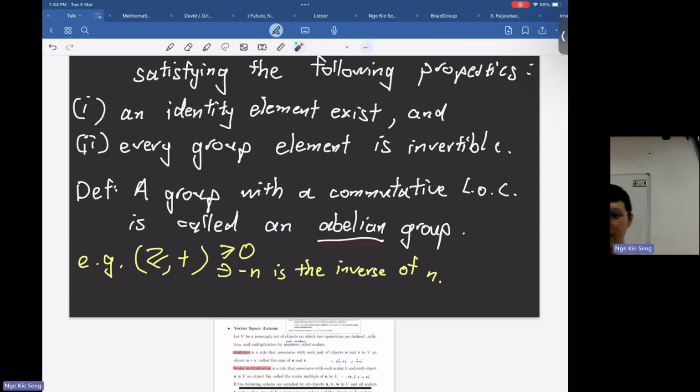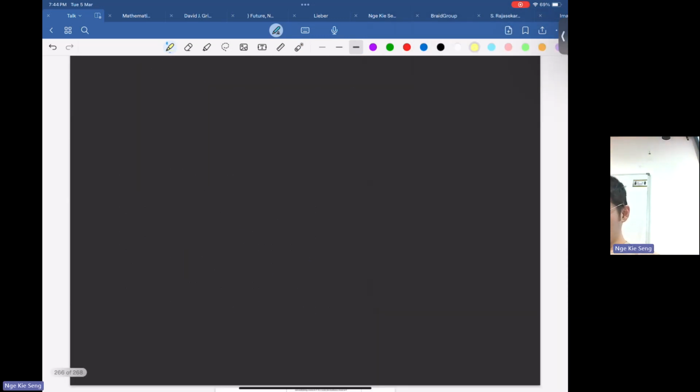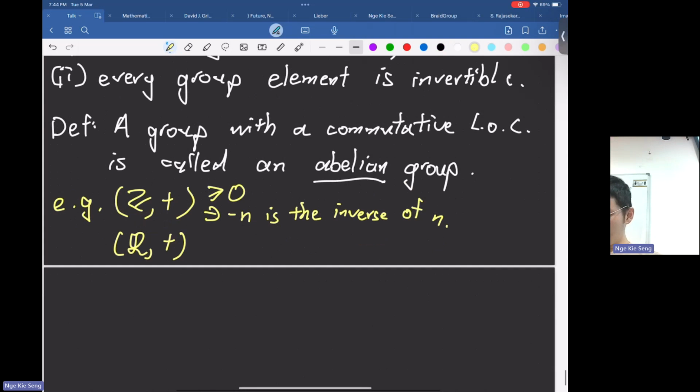So this is that. And what else? We can consider addition of rational numbers as well. Okay. And actually, we can also consider rationals with multiplication.